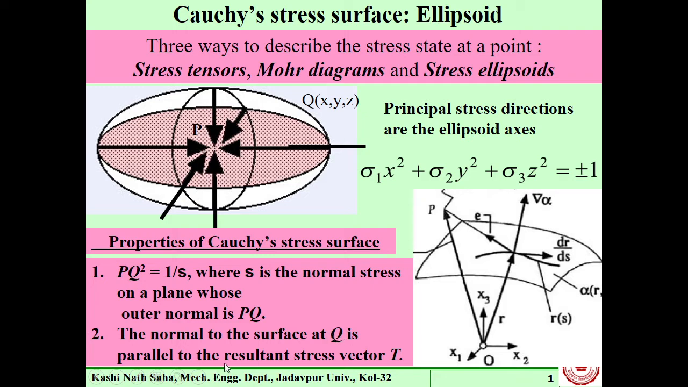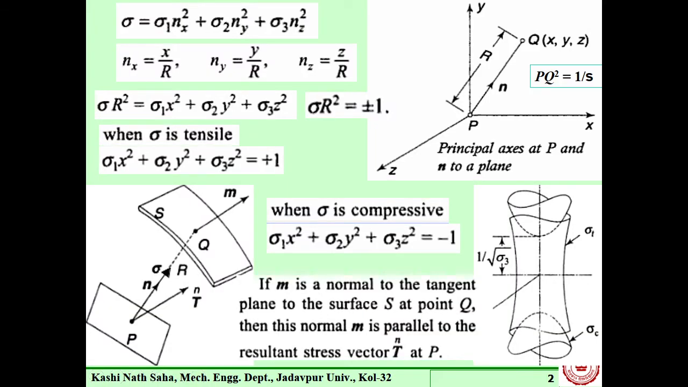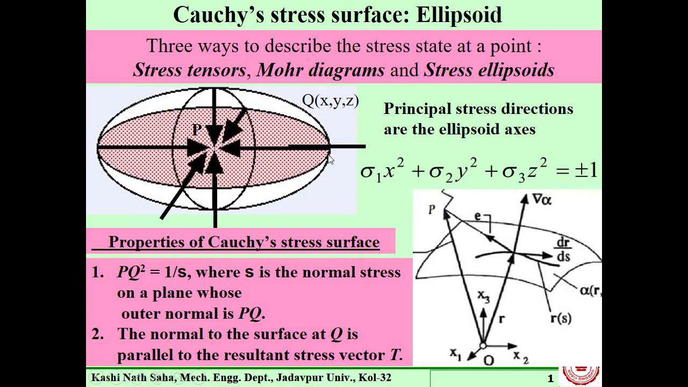This is parallel to the resultant stress vector T, right? So what does this say? This is the diagram we have seen earlier. In general, this normal stress sigma and this traction vector T, their directions are not identical. For principal stresses, they are identical. That means at this point, at quadrant point, those directions are identical. In general, for point Q, they are not identical.